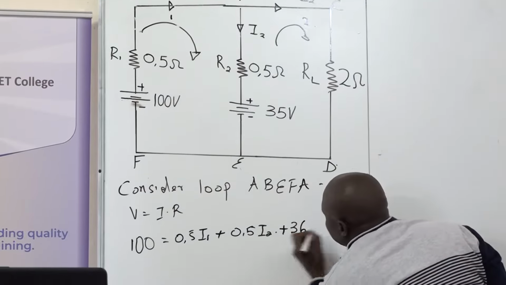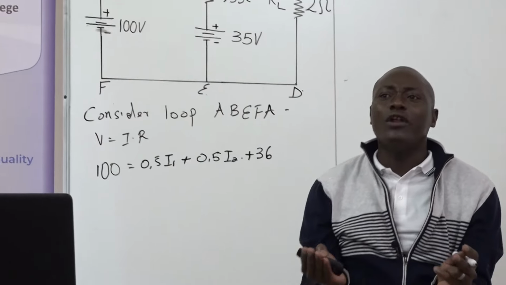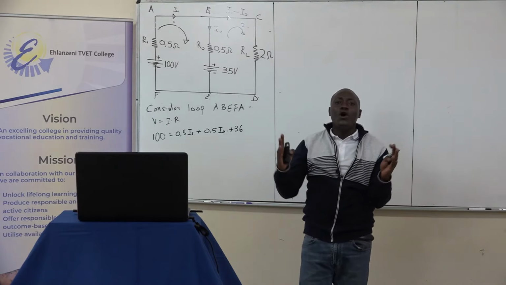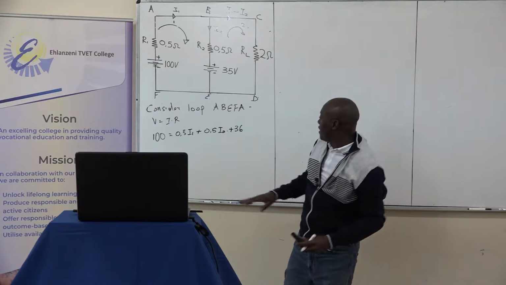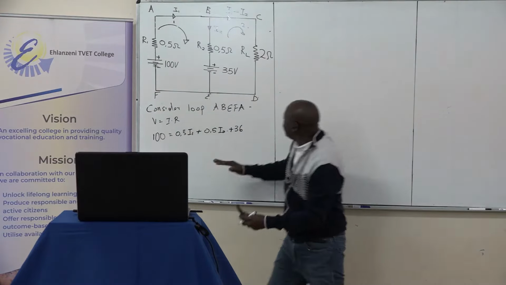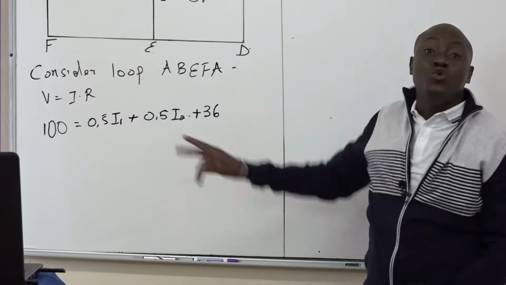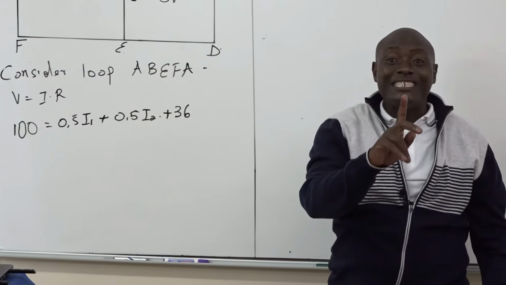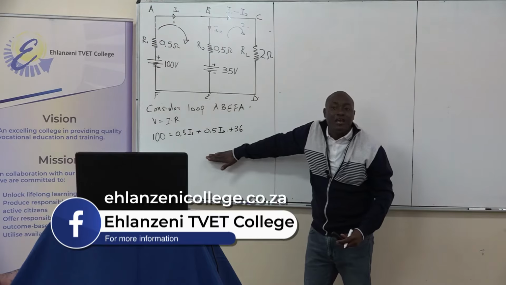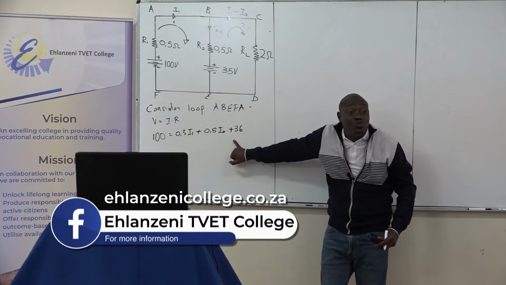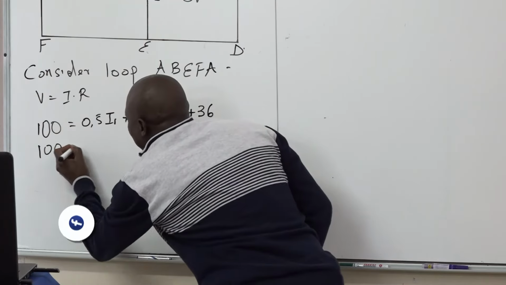Which is a 36. So now, to make things easier on our side, let's try to group the like terms. The like terms, if you check, obviously 36, because 0.5 I1 and 0.5 I2 are not like terms. Why did I say they are not like terms? Because I'm having different variables there, which are I1 and I2. So now let me just group the like terms together.